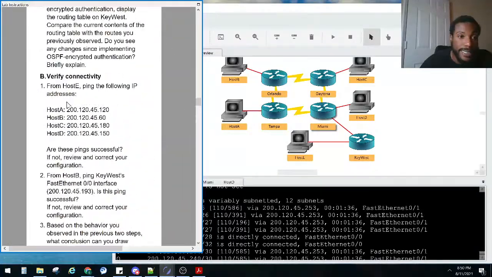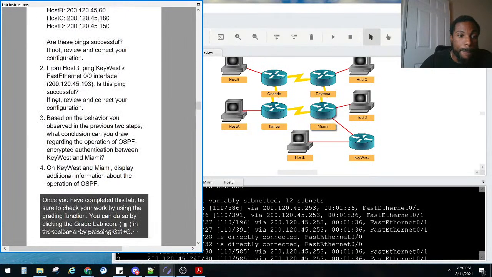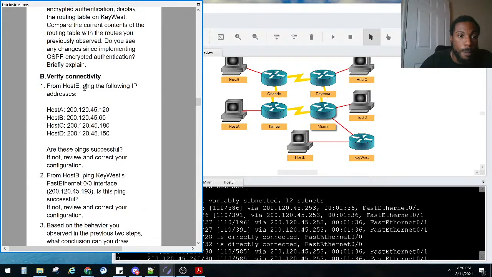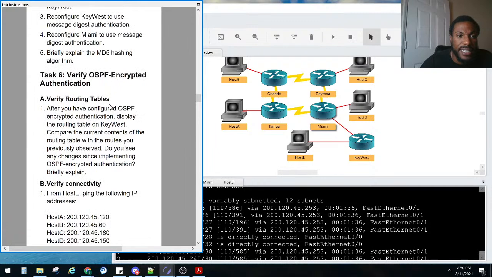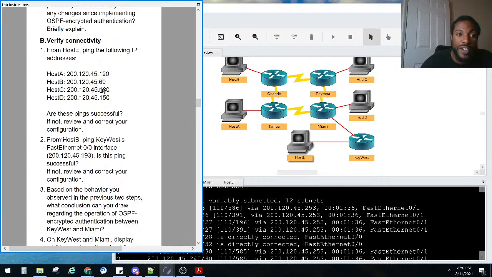Task 6. What do they want us to do here? Ping the following IPs from host E. Is that task 6? Yeah. So have host E ping any of these guys. I'll just ping one of them. I'll just pick host C, which is 45.180.